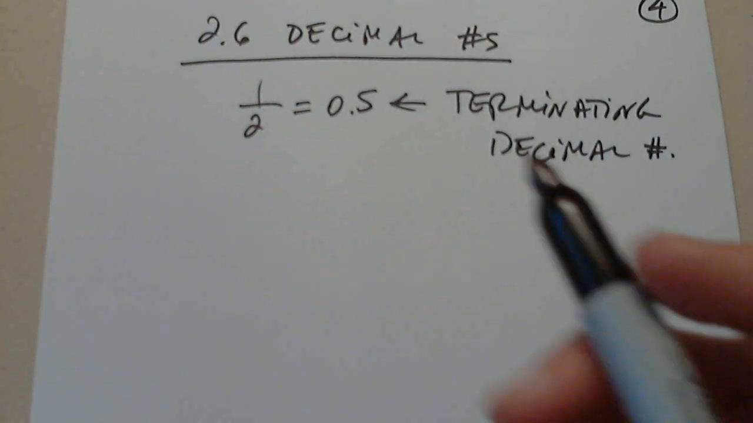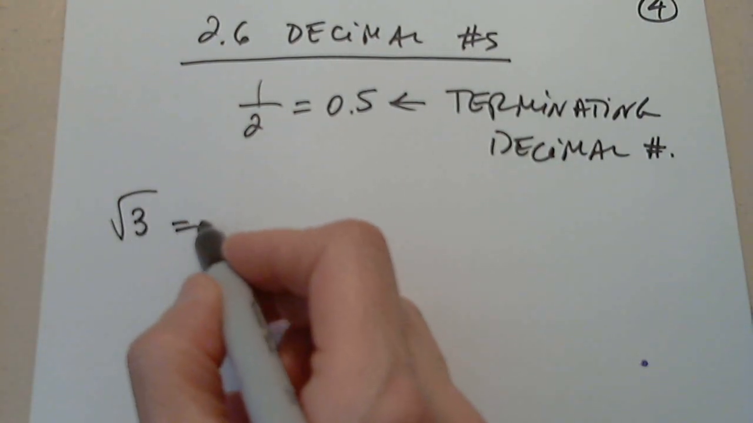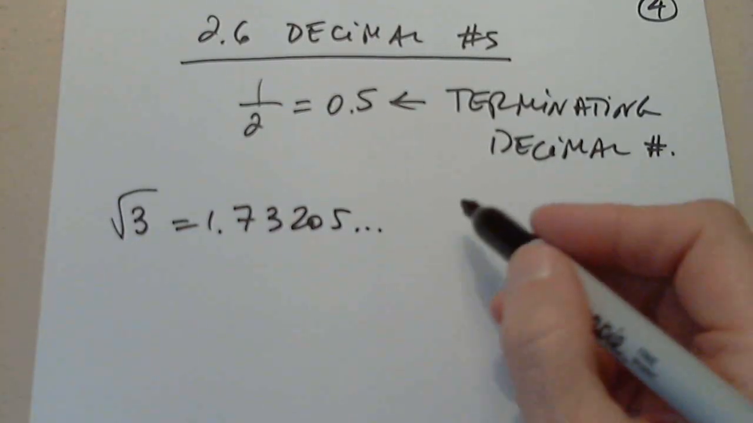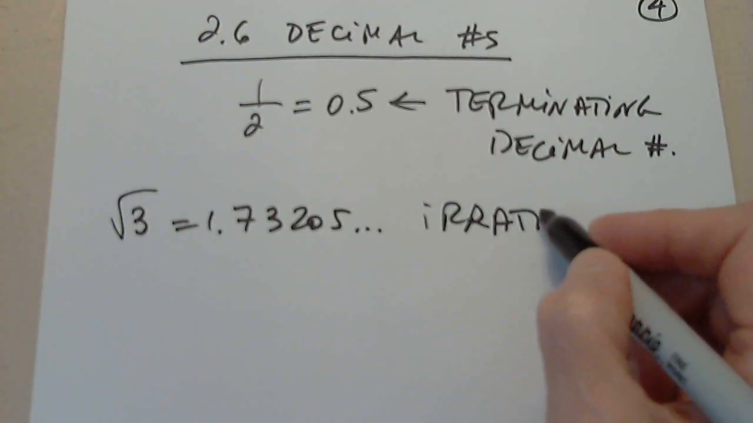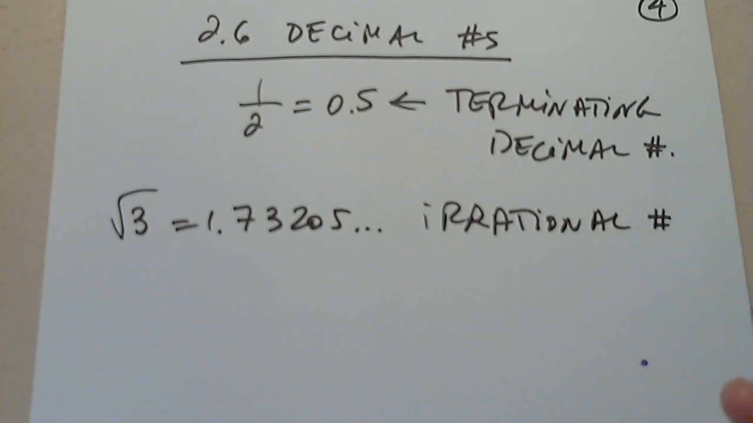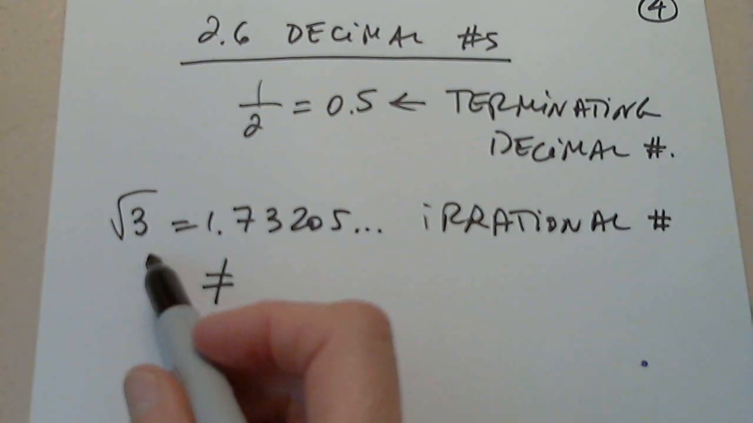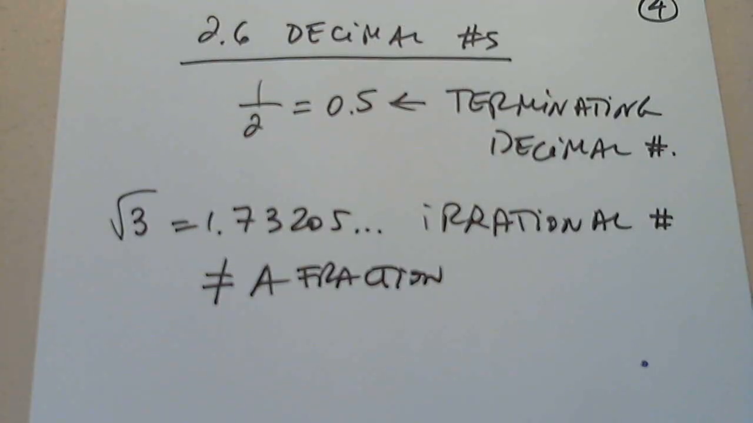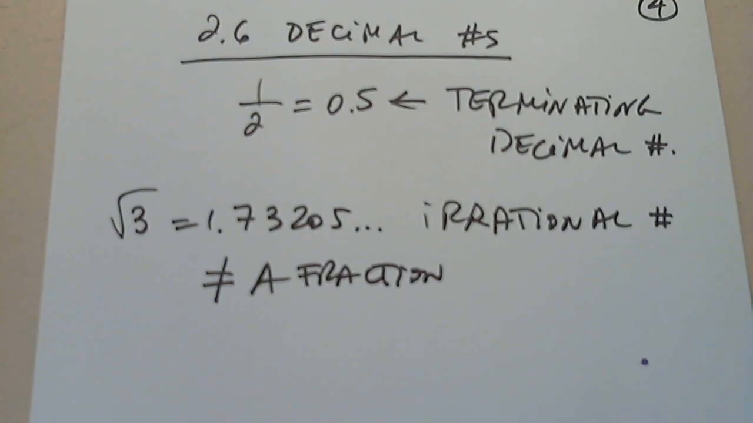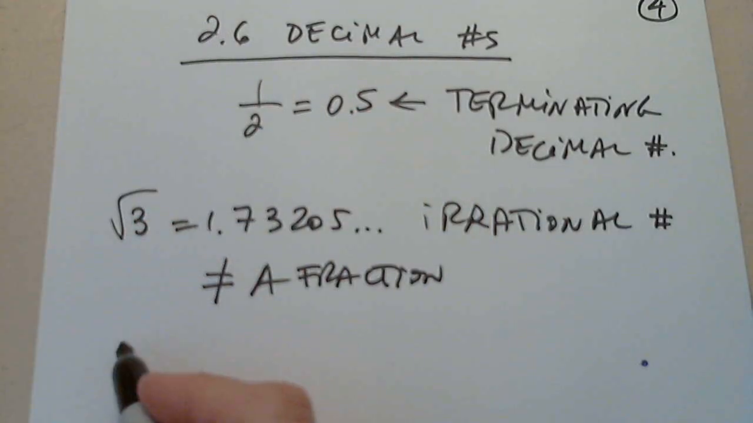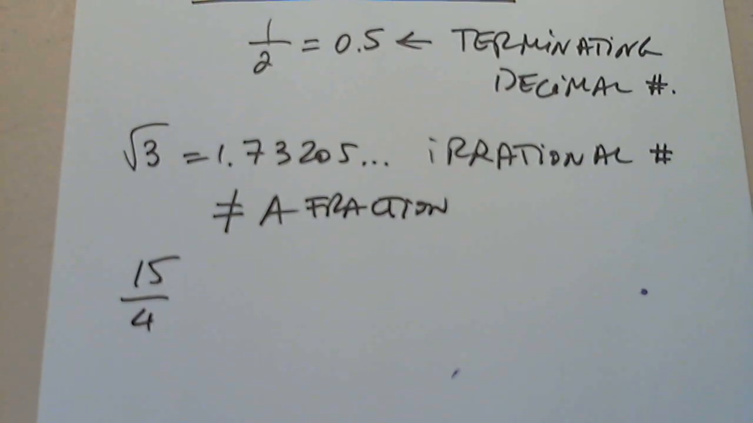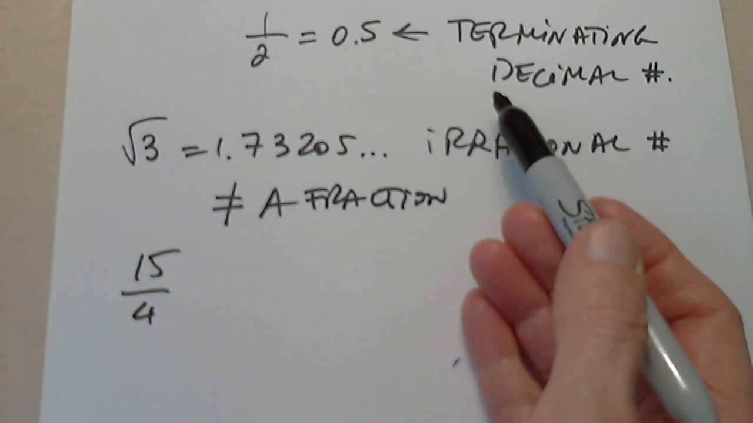Nothing else follows. What about the square root of 3? Well, the square root of 3 is 1.73205, and so on and so forth. And this is called irrational, because it cannot be transformed into a fraction without approximation. You can never change the square root of 3 into a fraction. Another example like this one would be 15 over 4.